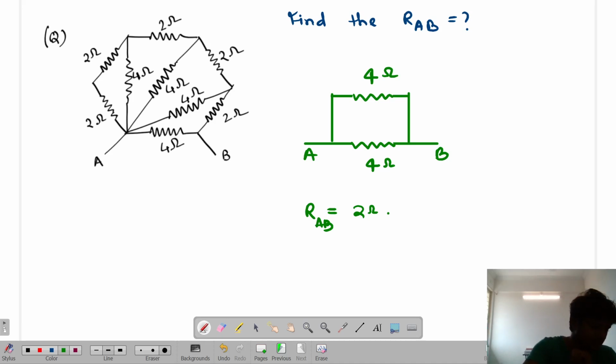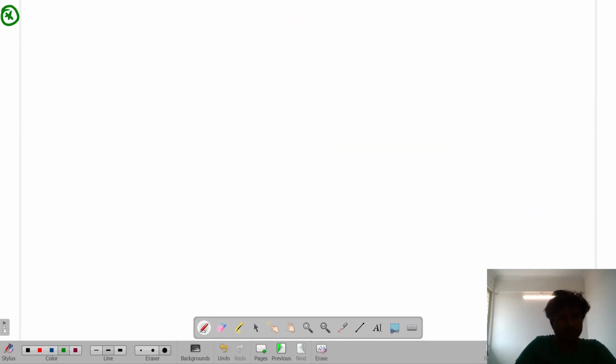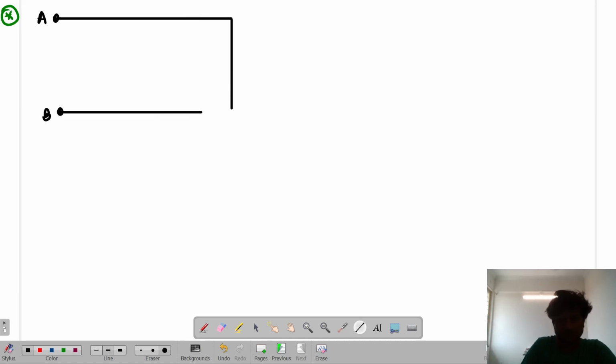Got it? Okay, one minute. I'll give you one more question. Now I was talking about rearrangements. Now you see that there is one more question. It says let's suppose this is A and this point is B. We are doing the first part only, rearrangements of resistors. Got it or not?